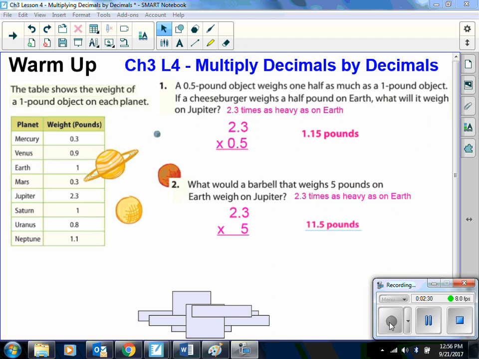What was noticed here is that when we multiplied and got 1.15 pounds, look at how many numbers are behind the decimal in the problem, and look at how many numbers are behind the decimal in the answer. And when you multiply 2.3 times 5, look at how many numbers are behind the decimal in the problem, and how many are behind the decimal in the answer. You see that? It matches up, right?